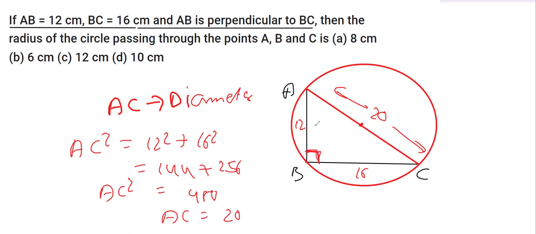Now, AC being the diameter and its length being 20, you know that the radius is half the diameter. So the radius will be 10 centimeter. That is this.